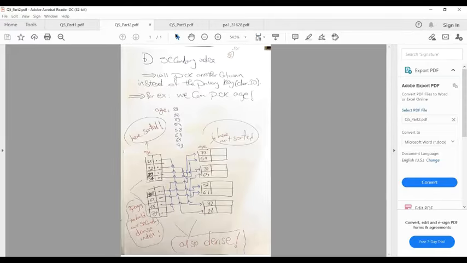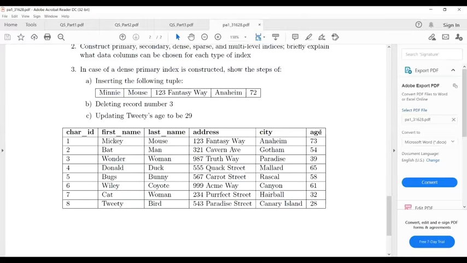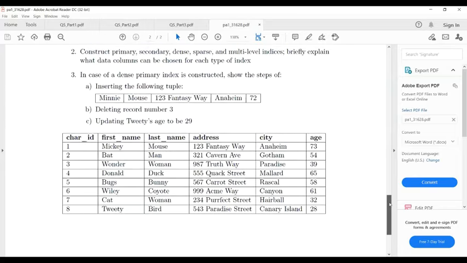Okay. Returning to our question. Now we finalize the primary, secondary, and dense. The primary index and secondary index we constructed are already dense. We finalize the first 3 points. Now going to the sparse index.